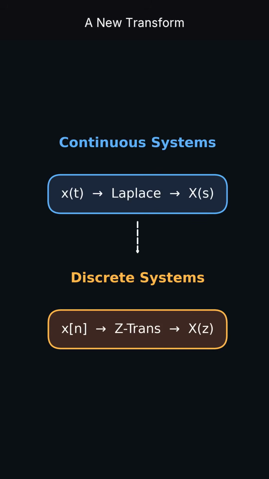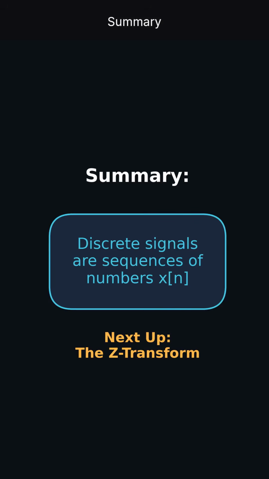In the continuous time domain, engineers rely on the Laplace transform to analyze complex systems. But as we transition into this digital, discrete time world, the Laplace transform is replaced by its powerful counterpart, the Z-transform. To recap, discrete signals are nothing more than sequences of numbers tracked by an integer index n. In the next video, we will finally introduce the exact mathematical definition of the Z-transform.